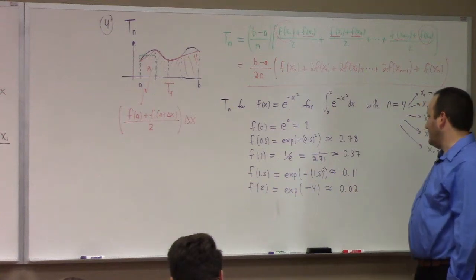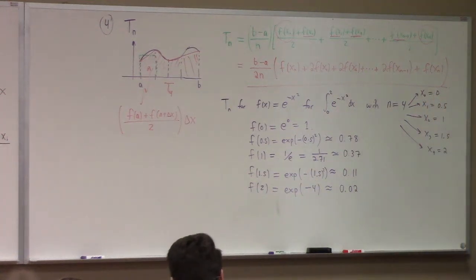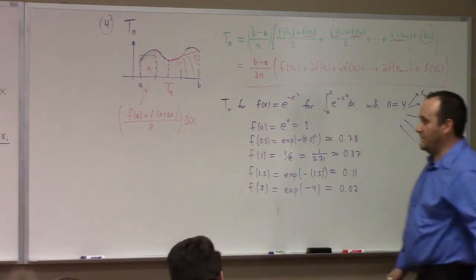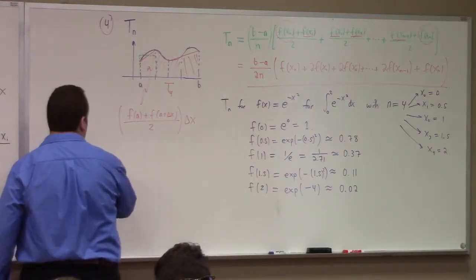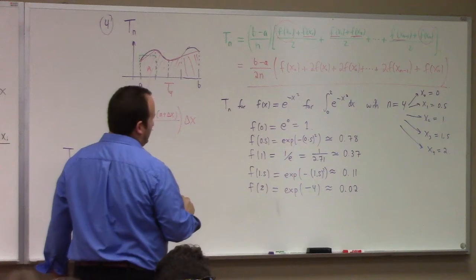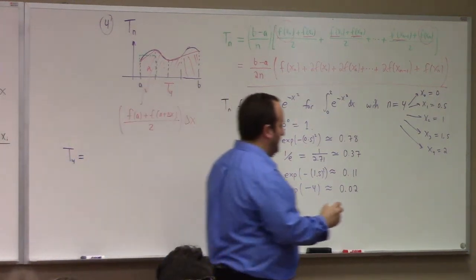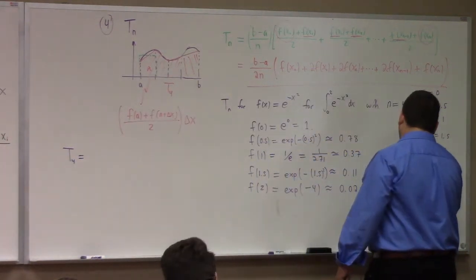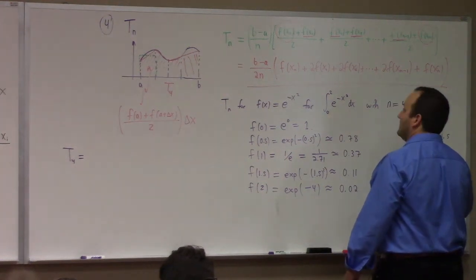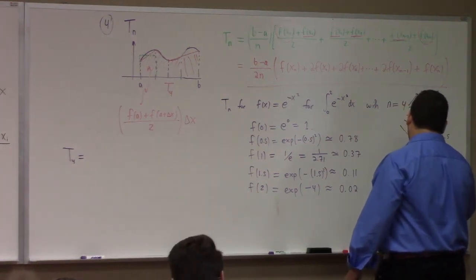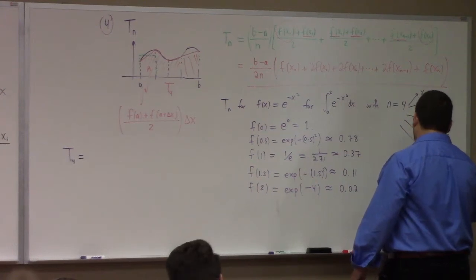0.02? All right, hopefully I've got enough decimals here. So let's calculate the trapezoid rule then. T4 is equal to, and let's see here, what's my delta x? 2 minus 0 over 4, right? You guys already knew that's 0.5, right?